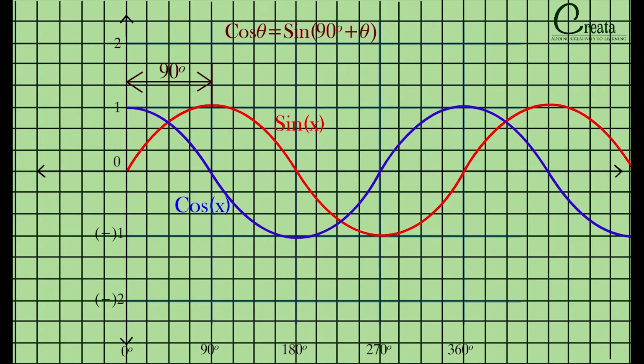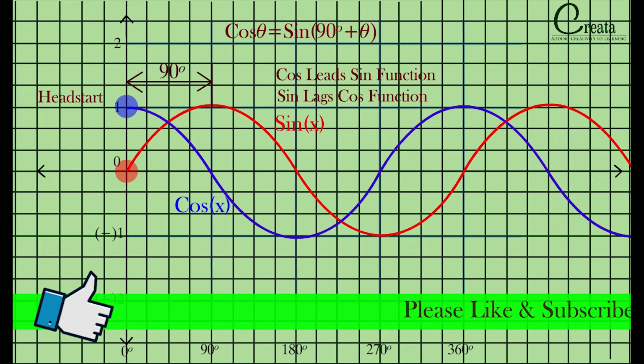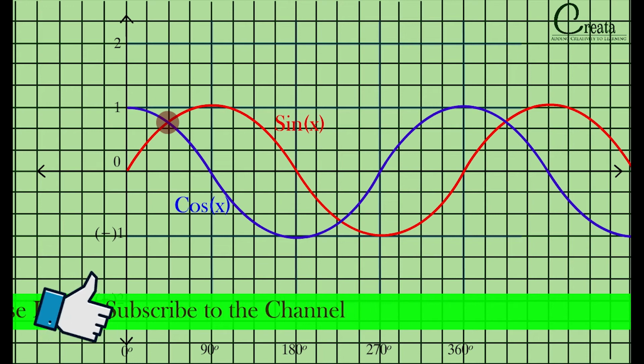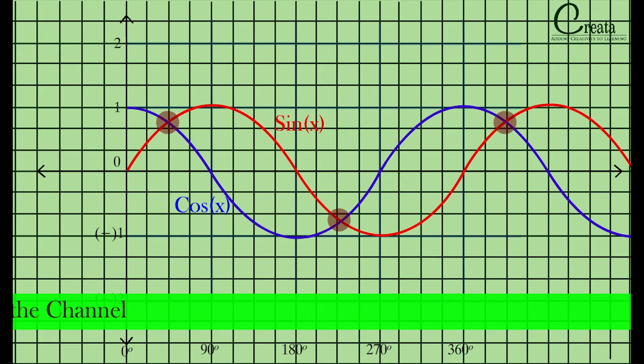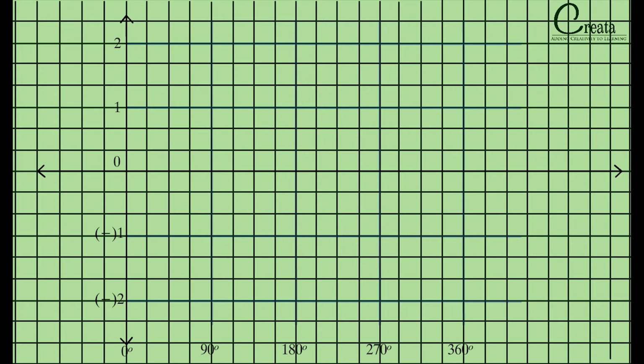Because of the head start, it is often said that cos function leads the sine function or sine function lags the cos function. Here head start means cos starts at 1 on y-axis, whereas sine starts at 0 on y-axis. Both cross each other at 45 degrees and after that at intervals of 180 degrees. Okay, let's move to cosec and sec graph.